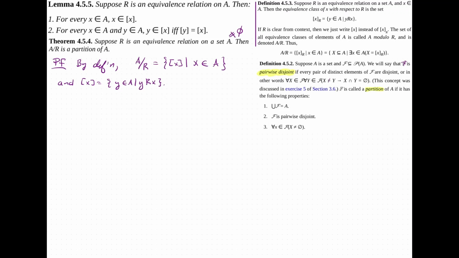So let us consider the union of A mod R. So we first show that the union of A mod R, which is equal to the union of all the classes of x in A, is equal to A.